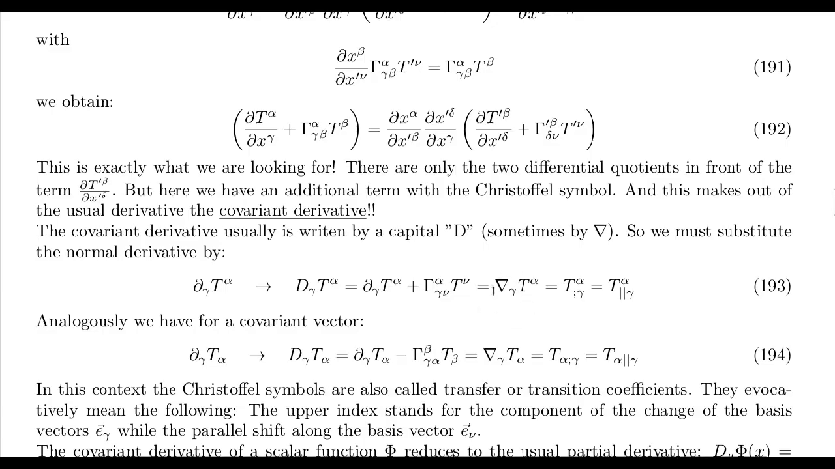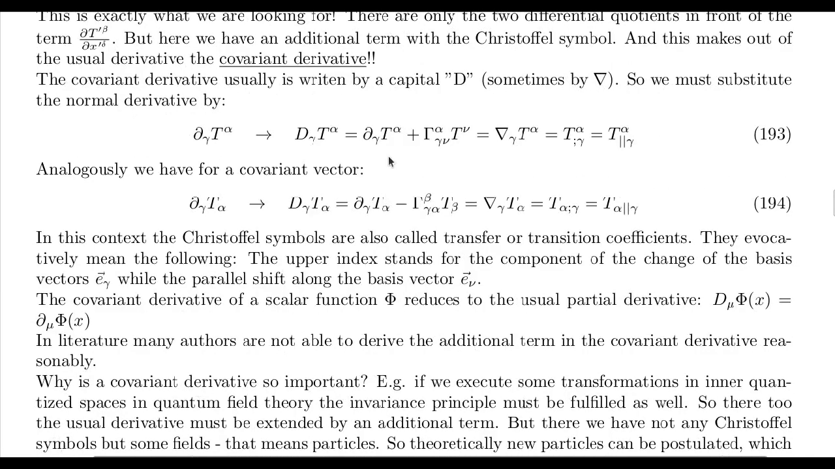Or another writing, Nabla operator. Or we find in other literature a semicolon and the index. Or another kind to write the covariant derivative is a double absolute value sign with the index. And analogously we have it for the covariant vector. That's the vector, it's a tensor of first rank. We can write here the same.